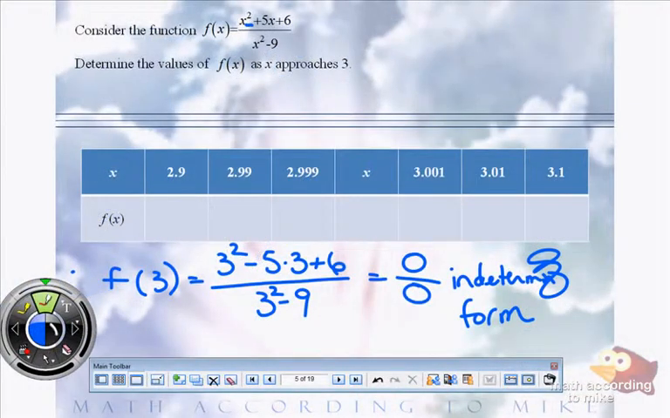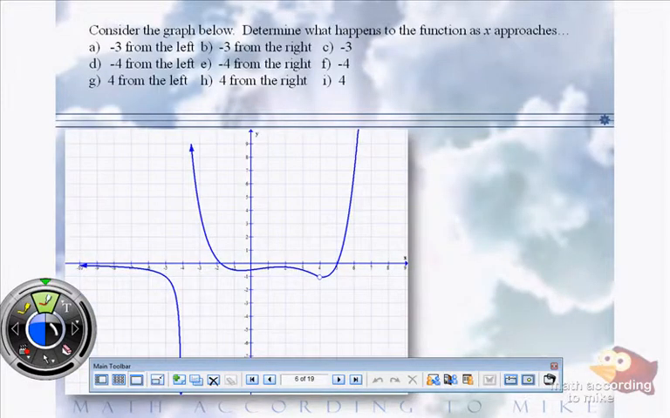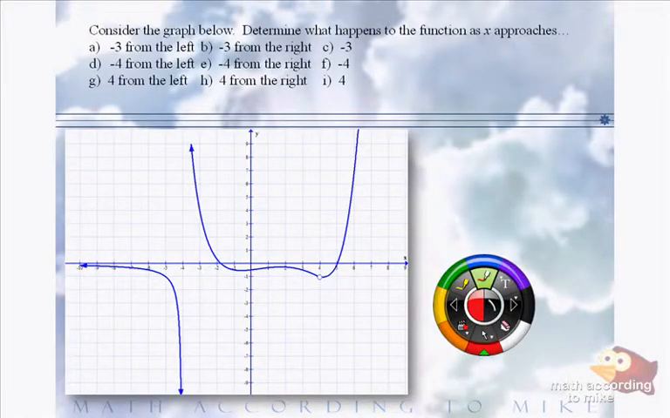I think we got one more, but I think this time we're going to look at a graph. So the first two were functions. This one's now a graph. So we have three things for A, B, and C, from the left, from the right, and at -3. That's basically what that's saying.